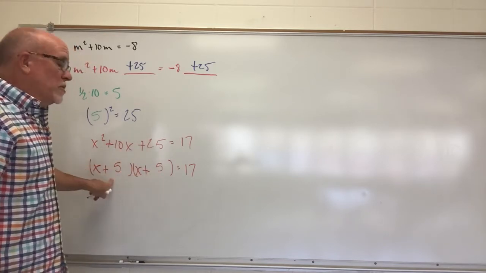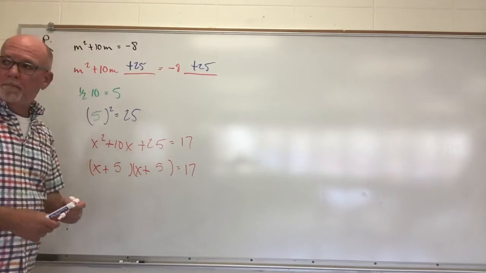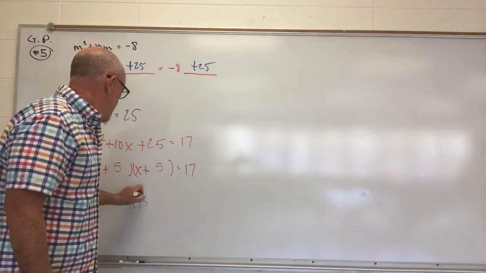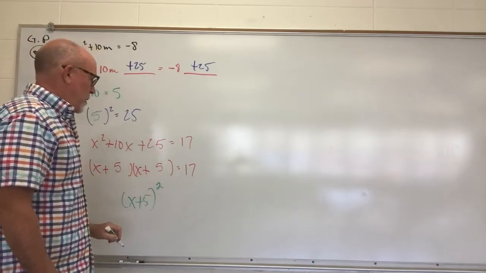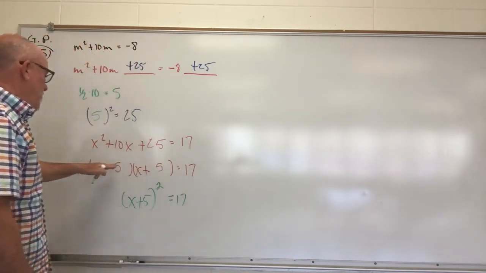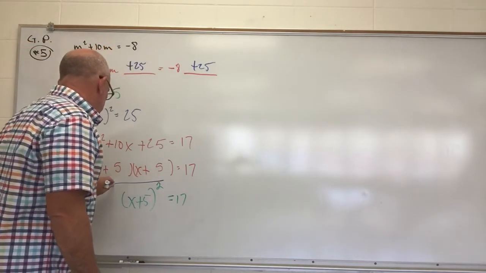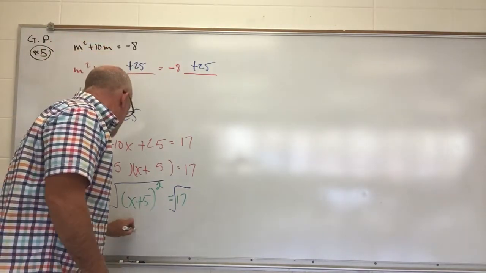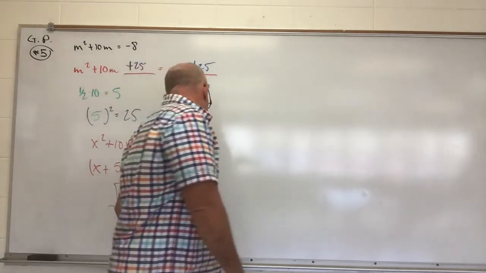These two binomials, just like the last example, are always going to be the same. They will never be different. So now I'm going to rewrite this as the quantity x plus 5, and because there are 2 of them, I'm squaring it. I'm just rewriting what's in the previous step. And that's step number 5. We're to solve by the square roots method. So we're going to take the square root of both sides. And I get x plus 5 equals plus or minus square root of 17.